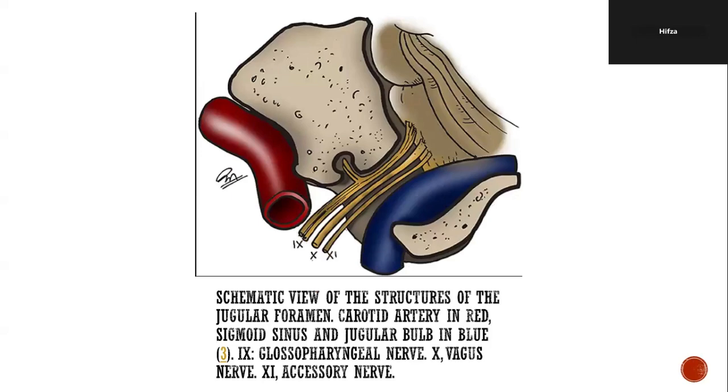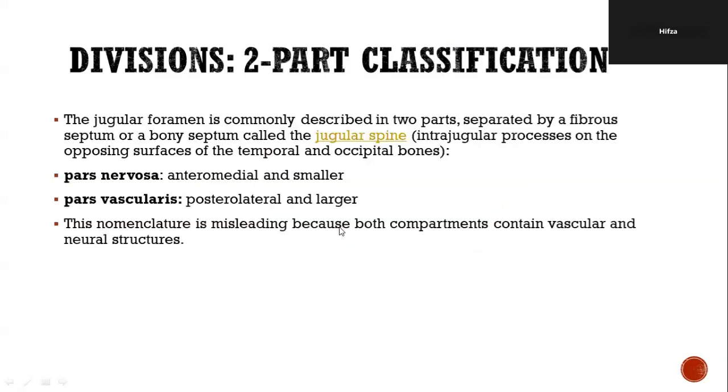Now, this is basically the schematic view to show the relationships. Anteriorly, we have the internal carotid artery, which enters the skull through the carotid canal. This is the jugular foramen, which is formed by the petrous part of temporal bone and the squamous part of occipital bone. This is the sigmoid sinus, which is draining into the internal jugular vein, and this is the neural complex which traverses through the jugular foramen, which is basically the 9th, 10th, and 11th cranial nerves.